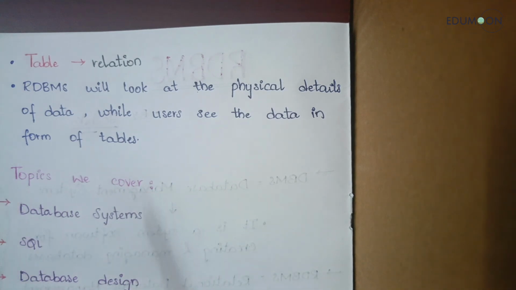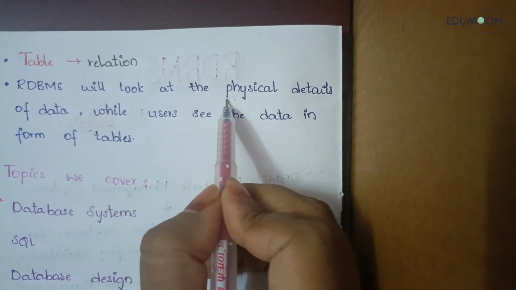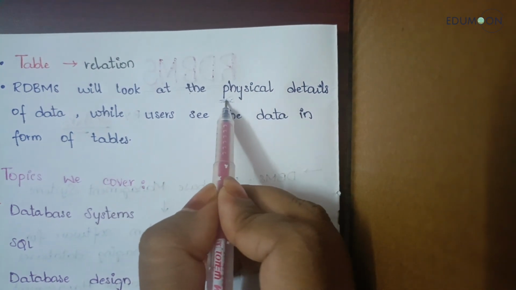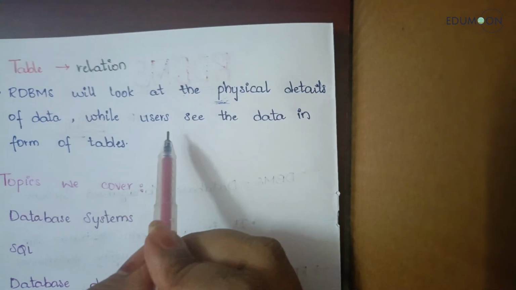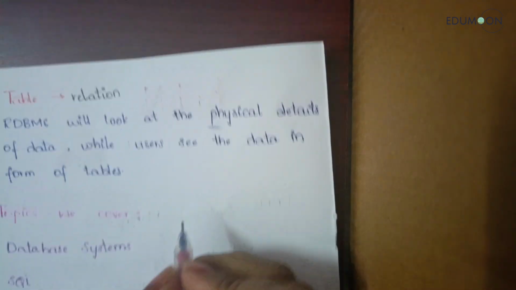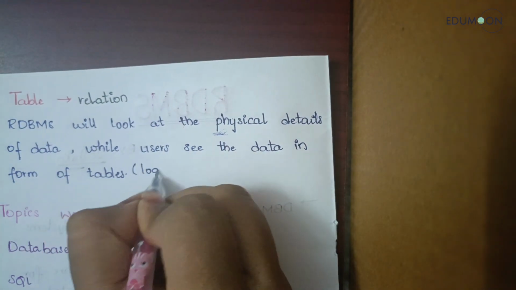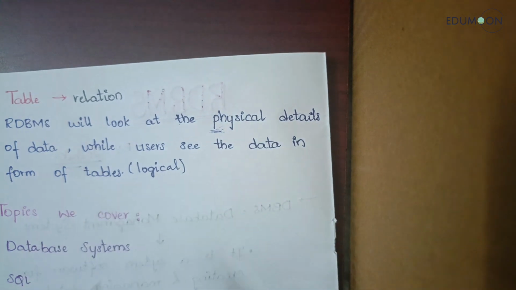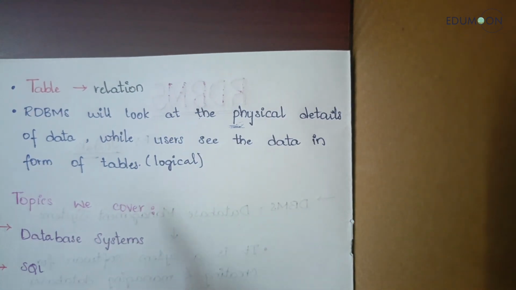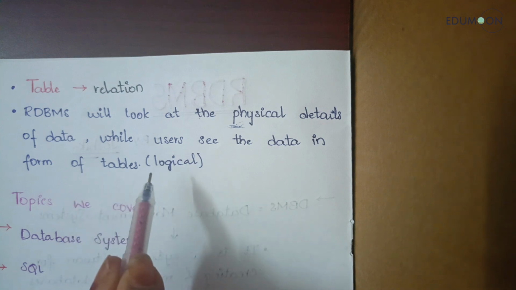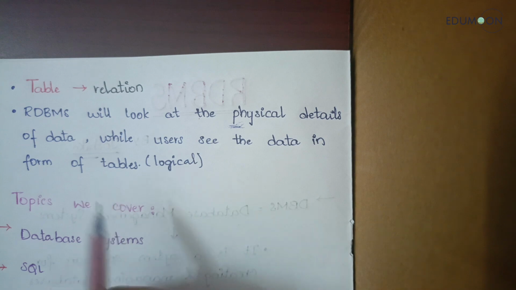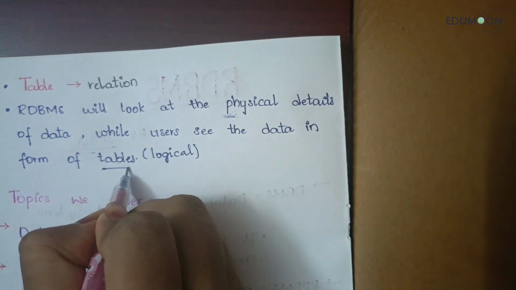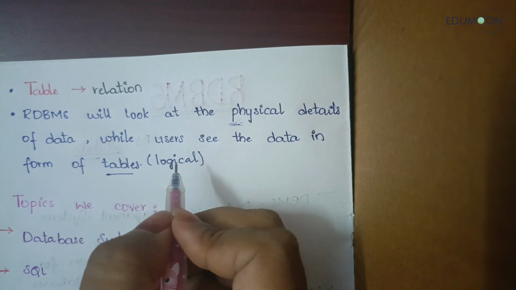And next, in RDBMS, the system will look at the physical details of the data. It will look into the physical details only, so that the user can see the logical data. That means we need not know the inner meaning or the inner structure of the data being stored. The user will only see the format which is in form of tables. Okay, this is about RDBMS.